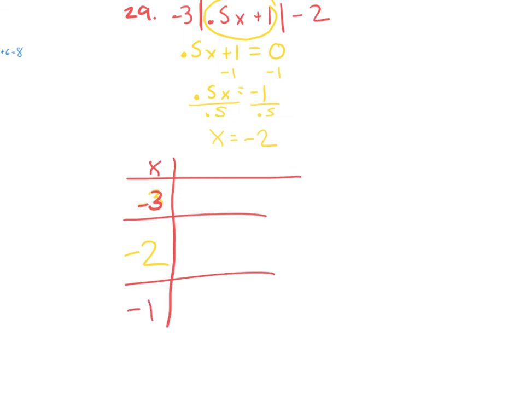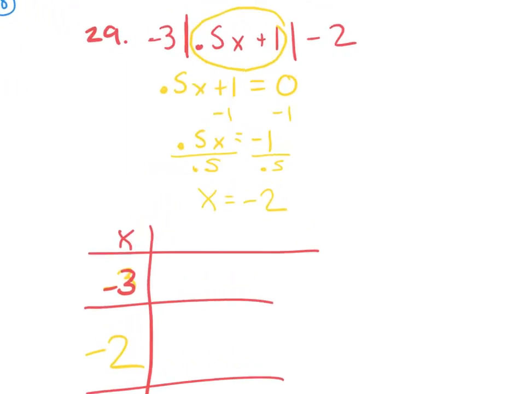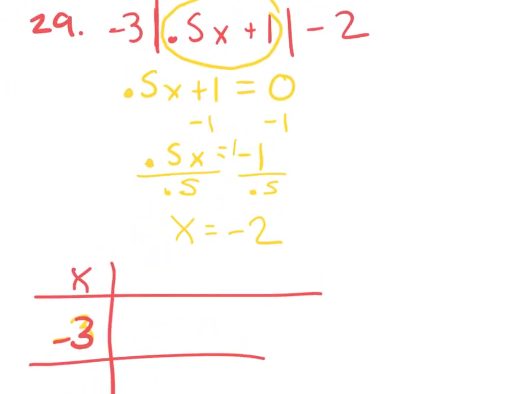Wait, Miss Carver, I have a question. Yes. How did we get -2 from, oh, it was 0.5? Yeah, it was 0.5. Okay, I thought it was actually like times 5. No, that was a 0.5.